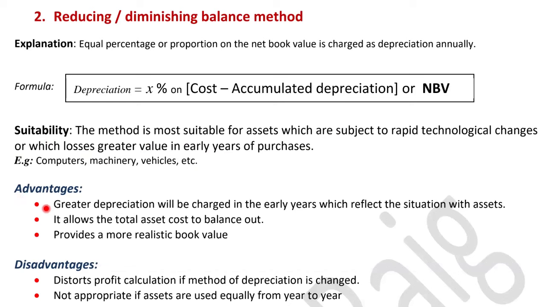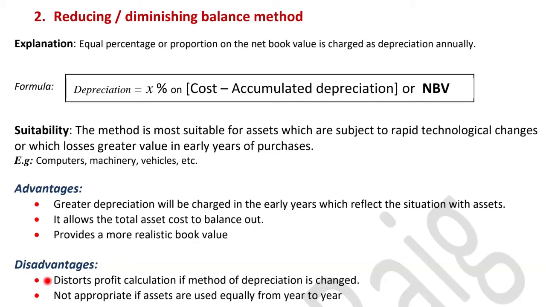First advantage is greater depreciation will be charged in earlier years, which reflects the situation with the assets, which in this case the reducing balance method does. It allows the total asset cost to balance out. Initially, we have higher depreciation. In later years, we have lower depreciation. Third one is it provides a more realistic book value, which means it is closer to the market value of the assets. Now let's go to the disadvantages.